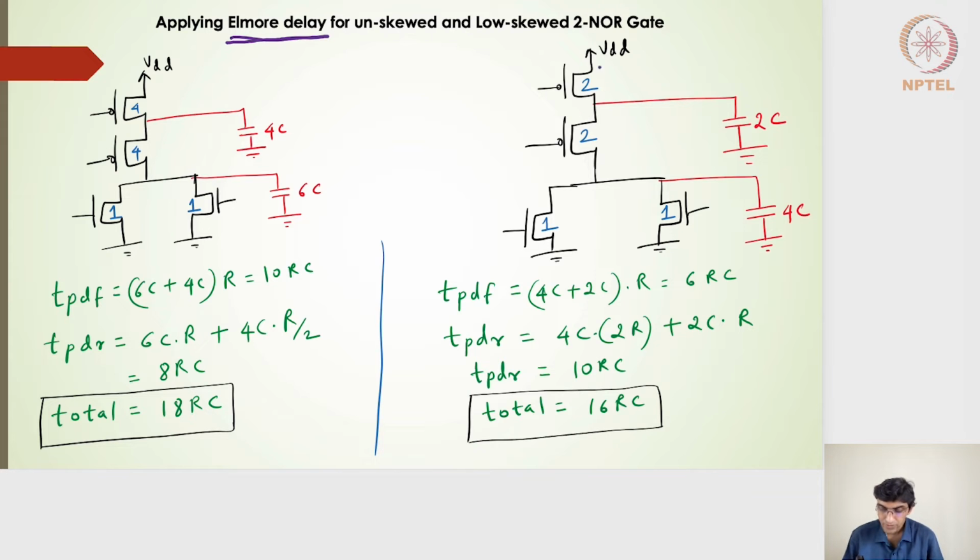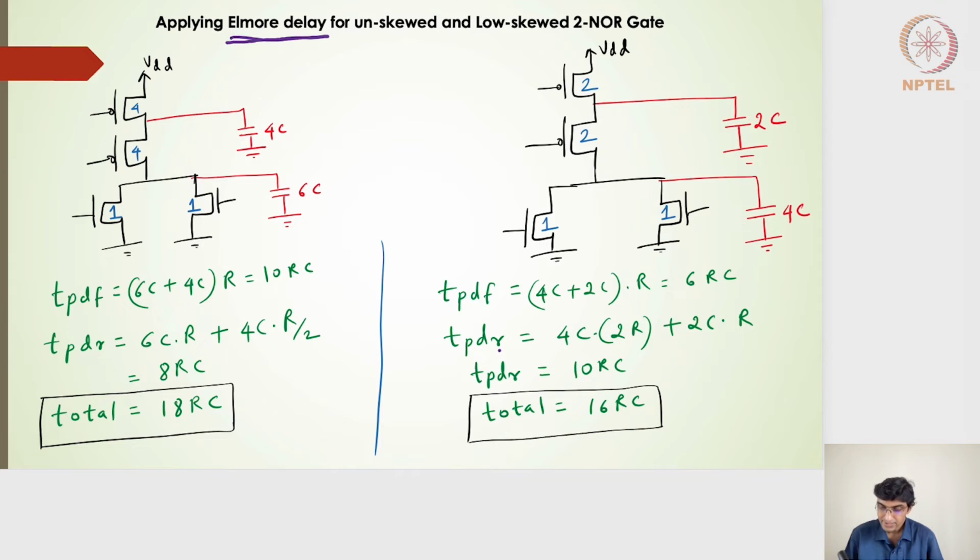And if I try to find out for the low skew two input NOR gate, the internal diffusion capacitance is 2C. The output node total capacitance is 4C, because my sizes are 2, 2, 1, 1. And if I want to find out the propagation delay falling, one of these transistors should be on. So 4C multiplied by R plus 2C multiplied by the shared resistance, which will be R. So it is 6 RC on the falling side.